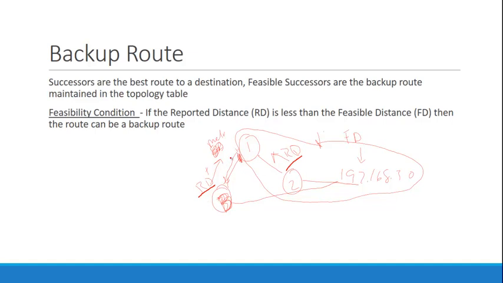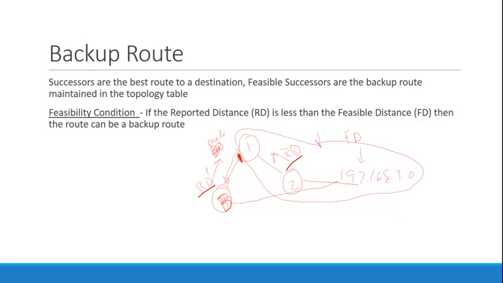Because what changed up here to make this feasible distance greater was the bandwidth here. It wasn't the reported distance that changed, it was the bandwidth. So the reported distances are the same. We added this local piece, and that's where our feasible distance has changed. I'm going to go through this again later when we look at variance, but the feasibility condition says that the reported distance is less than the feasible distance. In our example, that means the best route is the route from R1 to R2 to get to 3, but the backup route would be from R1 to R3 to get to the 192.168.3 network.